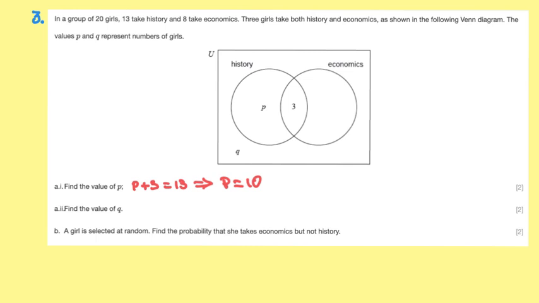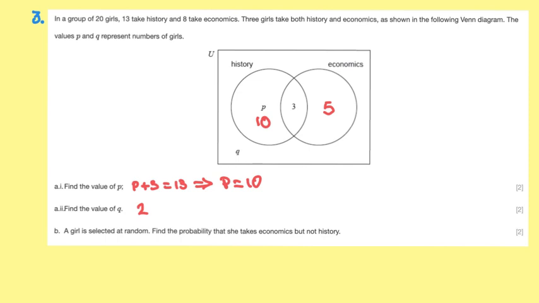A part 2. Find the value of Q. Well, we know there are 20 girls altogether. We know that 8 take economics. Well, there's 3 in the intersection, so that makes 5. We've already found P is equal to 10. So that leaves us with 10 plus 5 plus 3 is 18. So Q must equal 2.